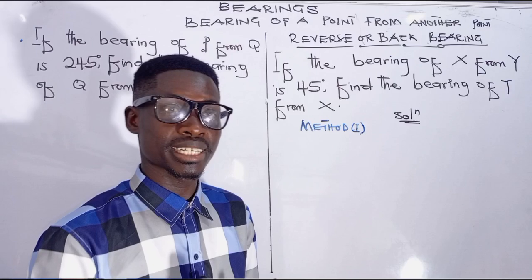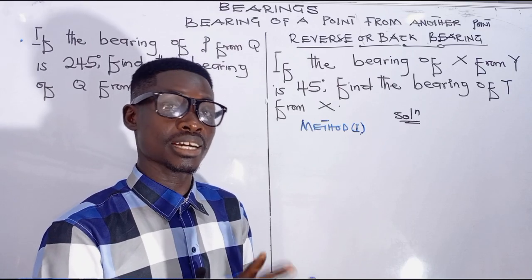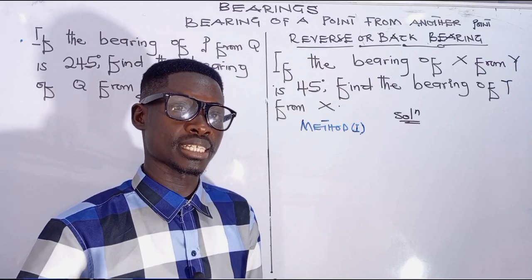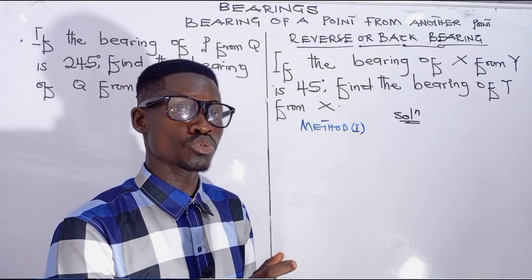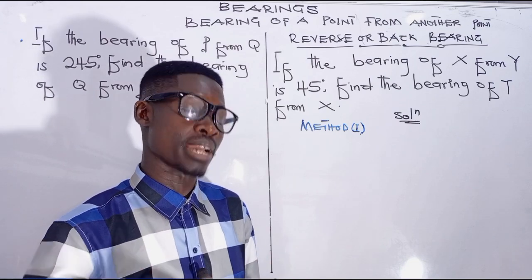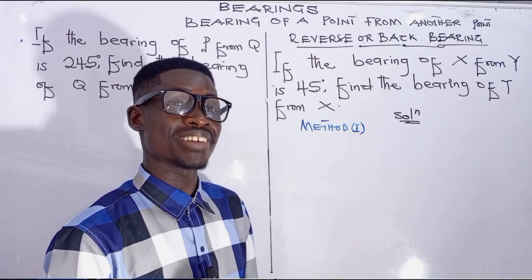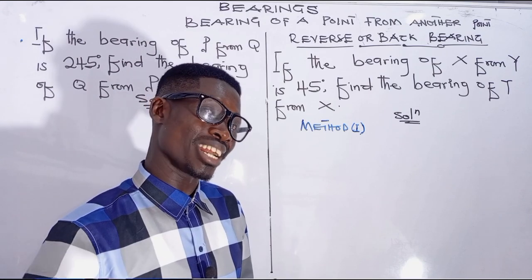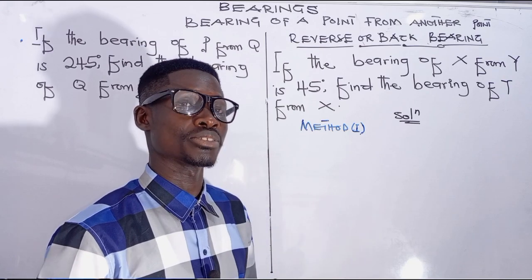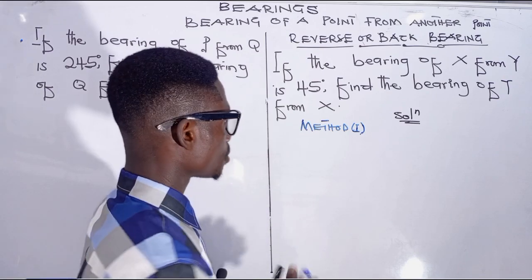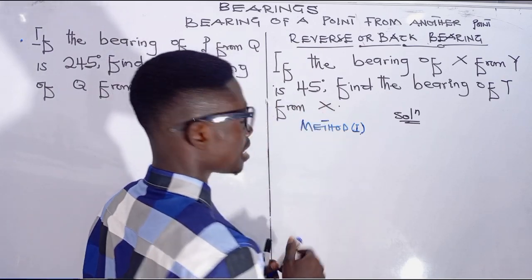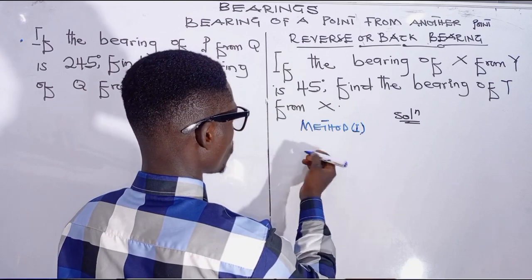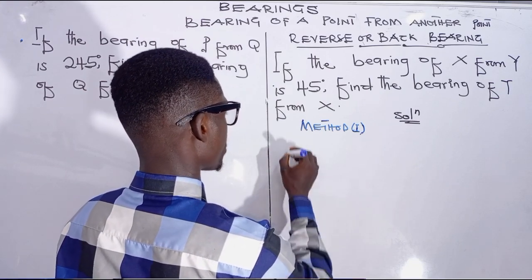In the first method, it says that if the angle given is less than 180, we add the angle given to 180 to give us the back bearing. Also, if the angle given is greater than 180, we subtract 180 from the angle given to give us the back bearing. Looking at this, the angle given is less than 180, so we are going to add it to 180 to give us the back bearing.